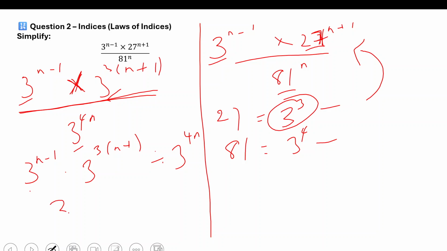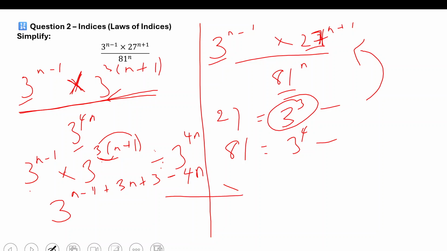So I just take one base, 3, then I add the powers for multiplication: n minus 1 plus 3n plus 3, because I'll have to open this bracket. 3 into 3 times n is 3n, and 3 times 1 is 3. Then the division will make me subtract the power. So I have all this as power, and I can simplify these powers.